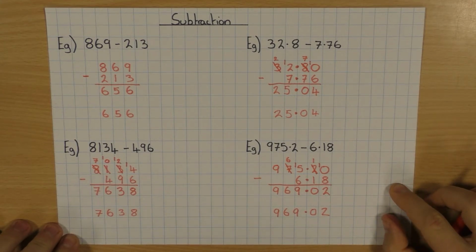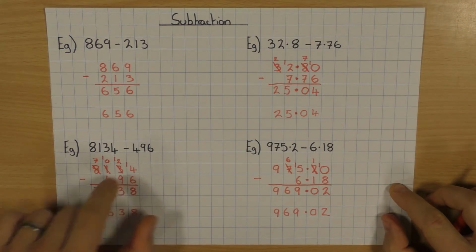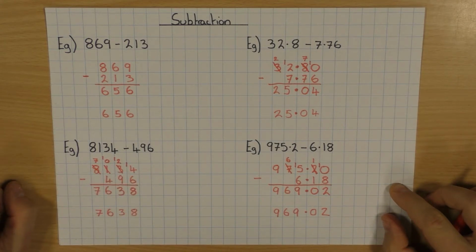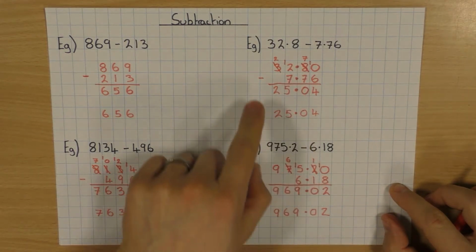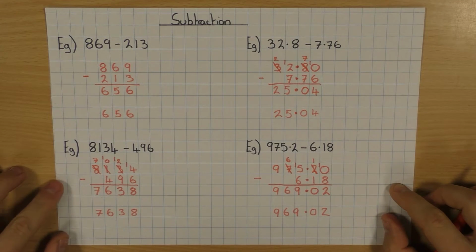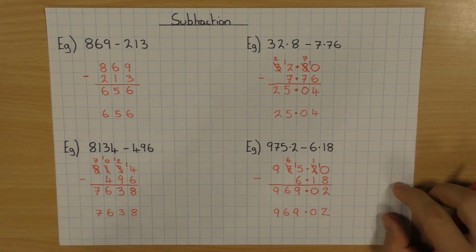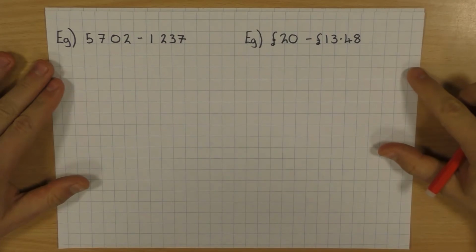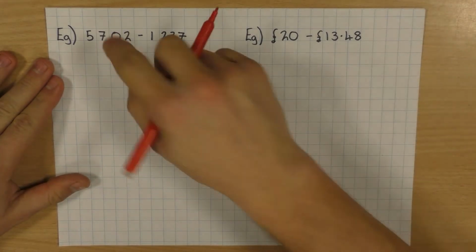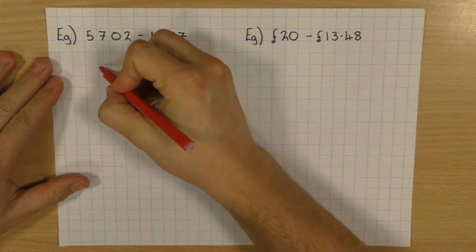A few things to watch out for. Make sure we line it up correctly. If you can't do the calculation, just nick 1 from the next column. And make sure you obviously line up the decimal points. And make sure you don't accidentally add these, which I've seen before. Now I've got 2 more examples just to show you, just to illustrate something that can happen and not to worry about it.